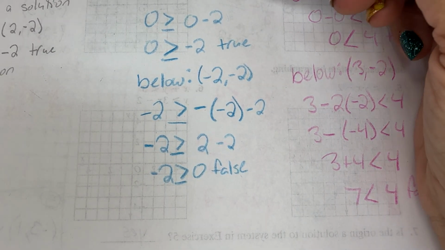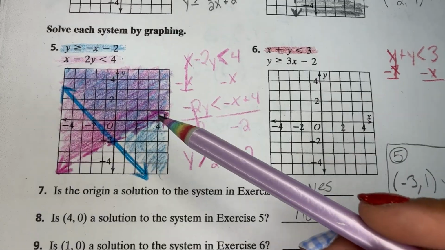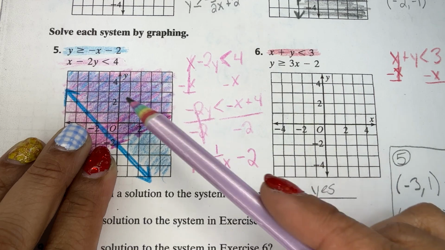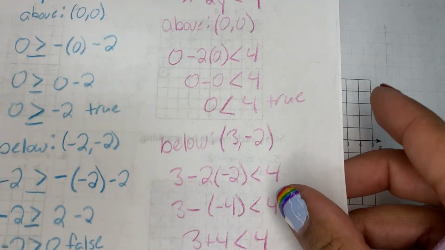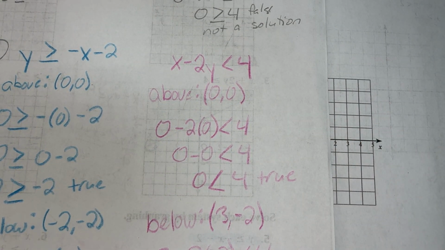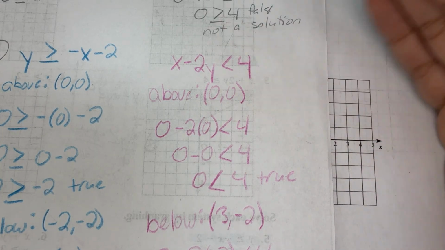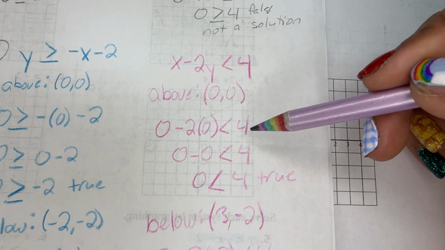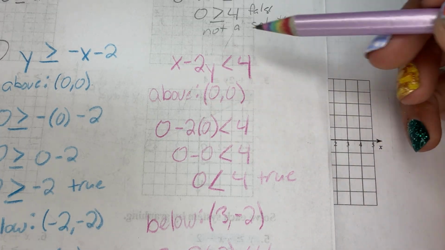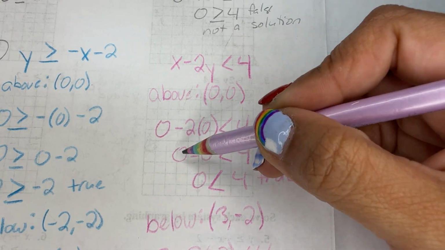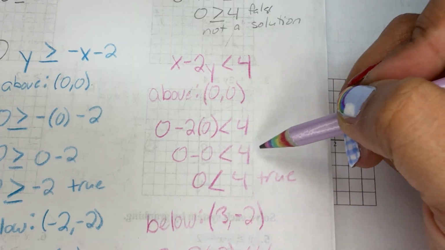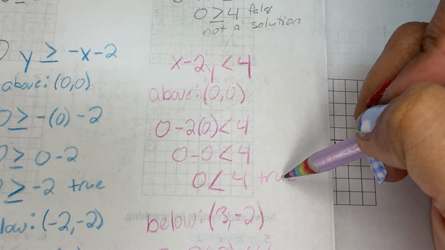So I shaded in the region that contains 0, 0, which is above my line. If we're just looking at the blue, I shaded in all above the blue line. Then I did my test points for the other inequality. I chose 0, 0 again. 0, 0 is an easy one to work with because then you end up with 0 somewhere when you're multiplying, and it's easier numbers to work with. So x minus 2 times 0: 0 minus 0 is less than 4. 0 less than 4 is true.